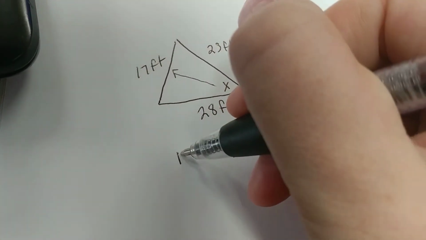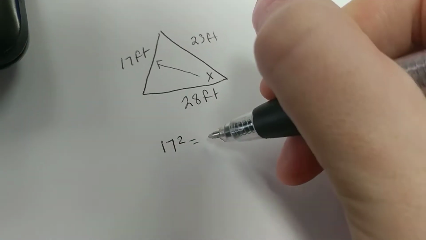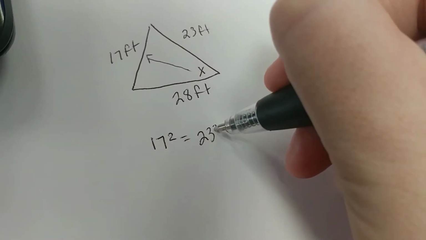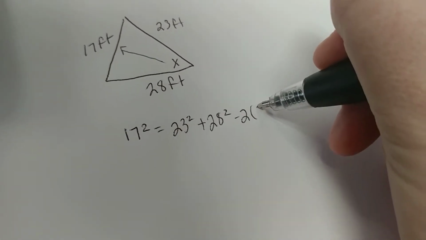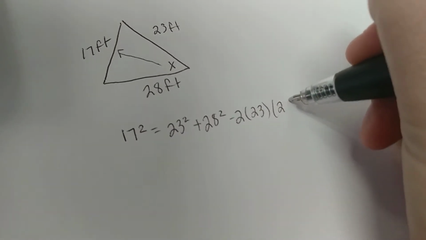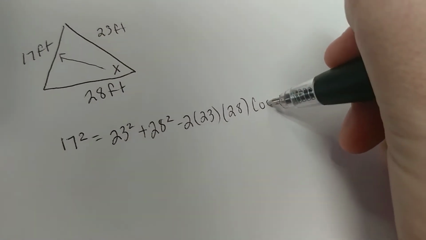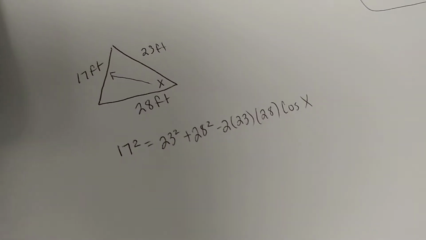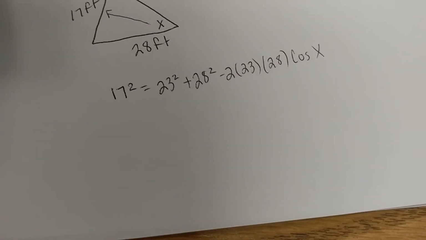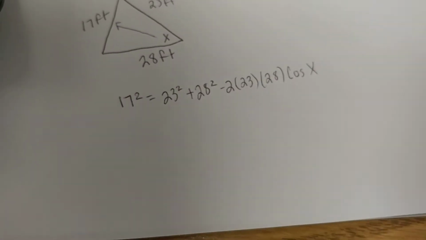Law of cosine tells us that it's going to be 17 squared equals 23 squared plus 28 squared minus 2 times 23 times 28 cosine of x, because we do not know that angle. Now remember, solving for an angle does give us an extra step that most of them don't, but the first step is still the same. You must do whatever math you can.